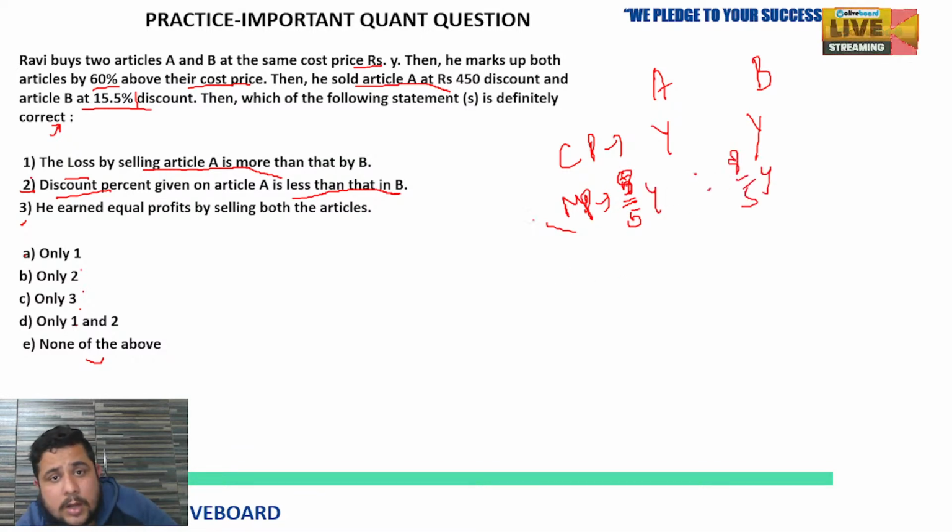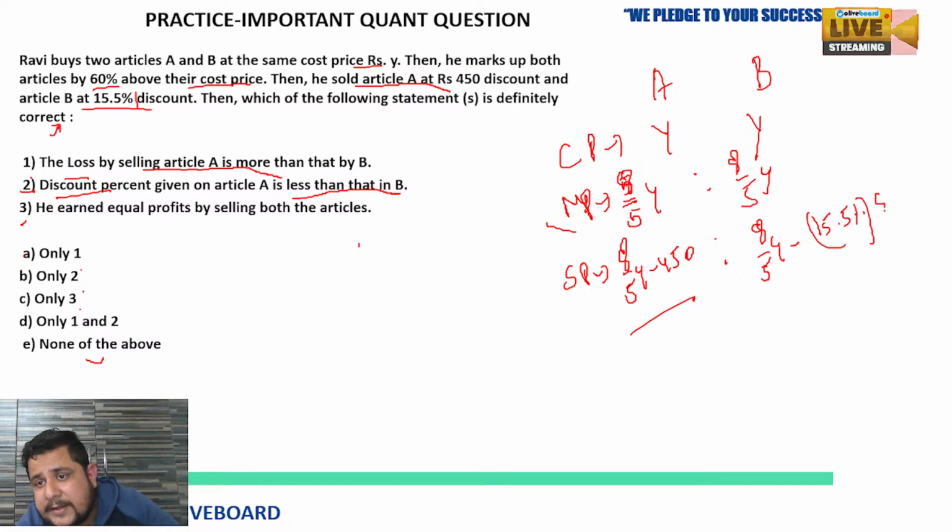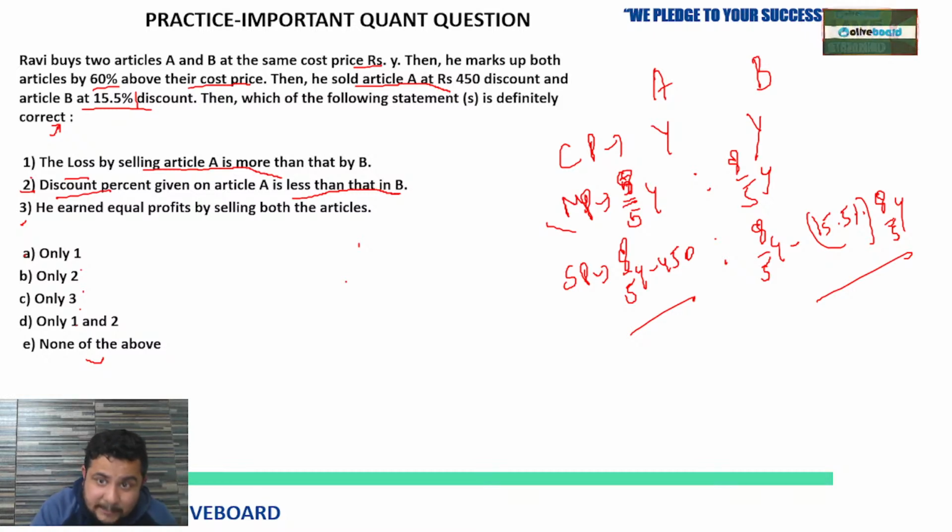Fine. Now, what is given? Then he sold article A at rupees 450 discount. So he's selling article A at what? 8 by 5y minus 450 rupees discount. And article B at 15.5% discount. So 8 by 5y minus 15.5% of what? 8 by 5y. So this is what is given to us. Then which of the following statements is definitely correct? So we have captured all data, no need to calculate anything now. We will go through the statements, then accordingly we will check. Are you getting my point?